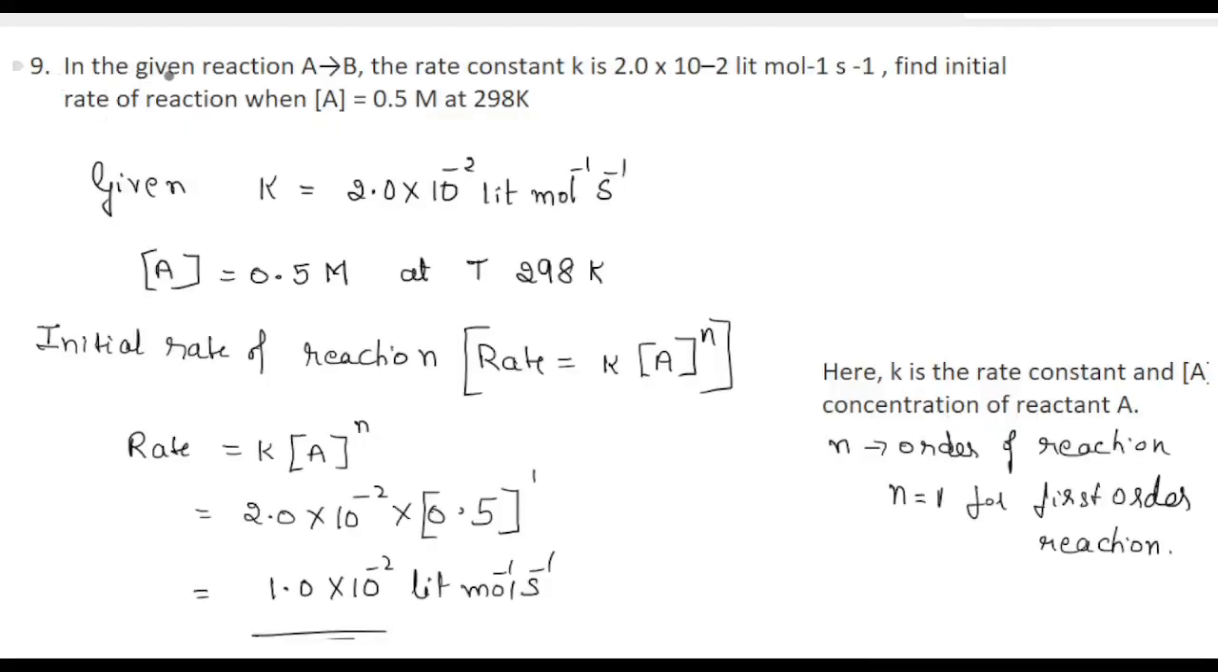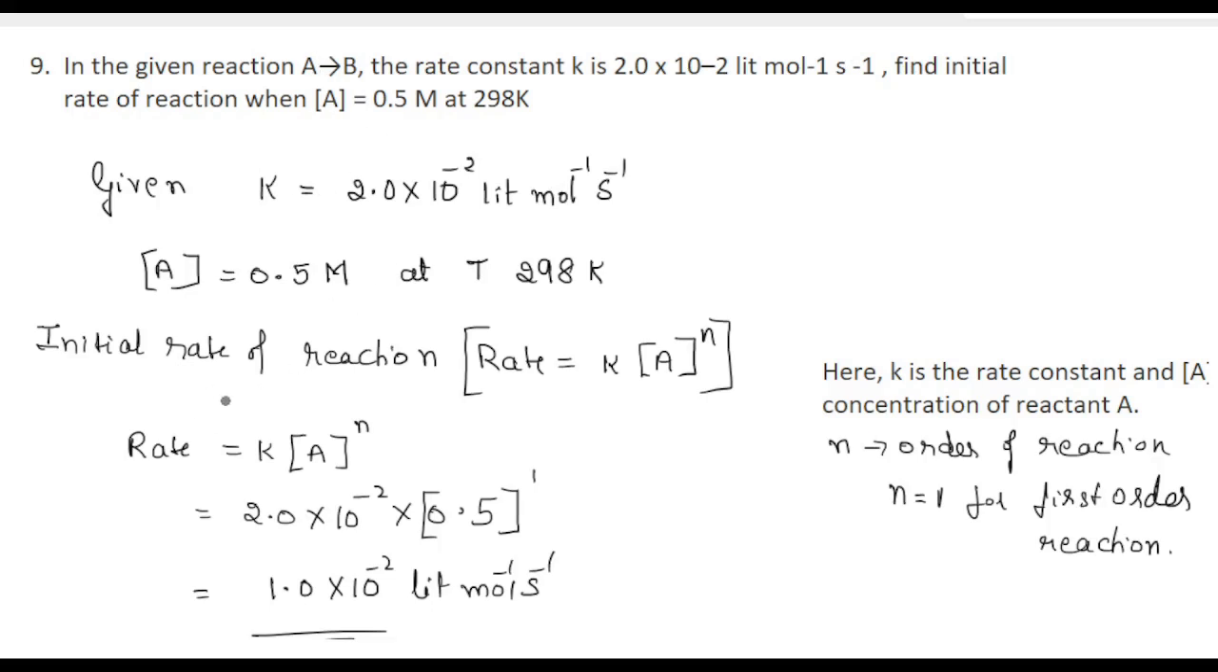Question number 9. In the given reaction, A is the reactant and B is the product. In the given reaction, the rate constant K is 2.0 into 10 to the power of minus 2 liter mole inverse seconds inverse. Find initial rate of reaction when A equal to 0.5 M at 298 Kelvin. So what is given? K, the rate constant is given as 2.0 into 10 to the power of minus 2. We need to find the initial rate of reaction.